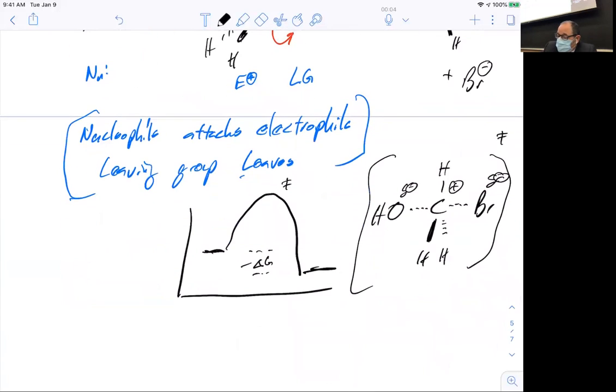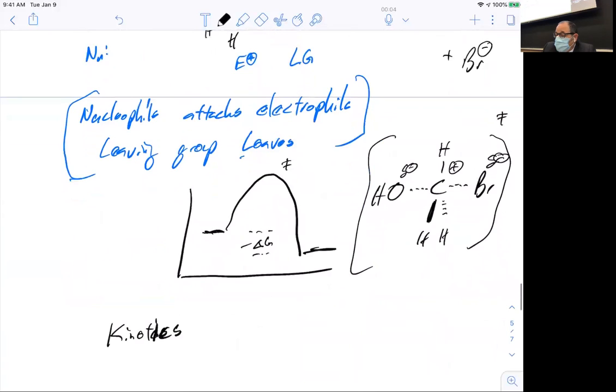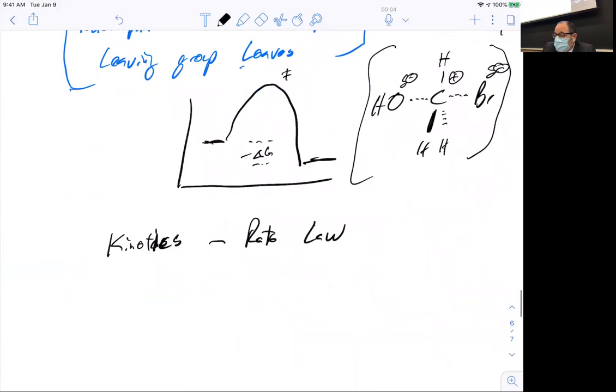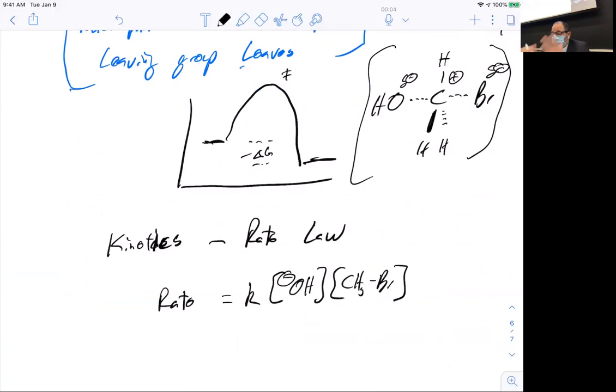The other thing we need to think about here is kinetics. So this is our thermodynamic reaction coordinate. And then we need to think about kinetics, right? So we want to look at the rate law. And for this one, the rate law is going to be equal to, there's only one step, so therefore it's going to be equal to some constant times the concentration of our hydroxide negative, and our concentration of our substrate. And substrate just means what we're acting on. So in this case, it's the CH3.